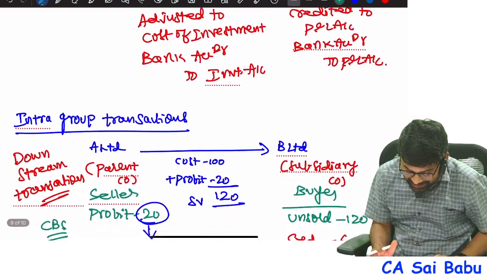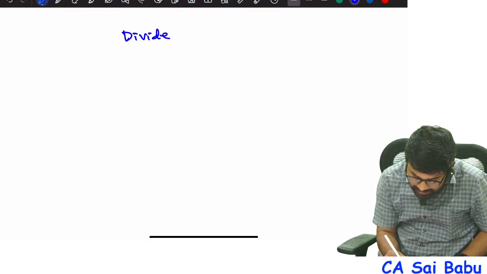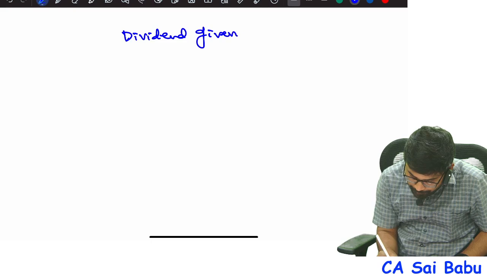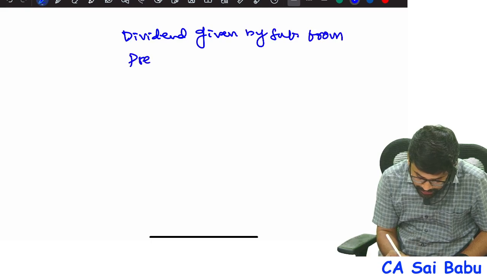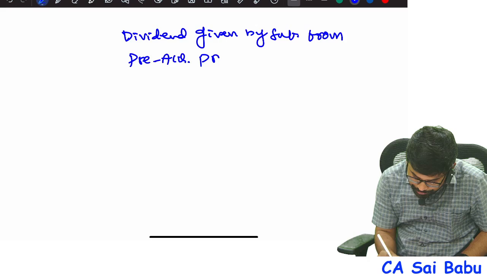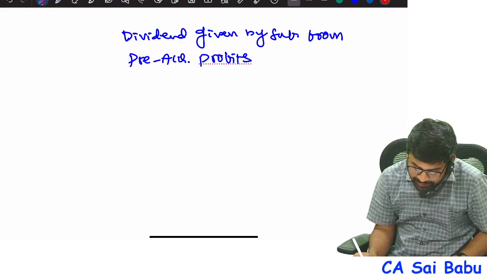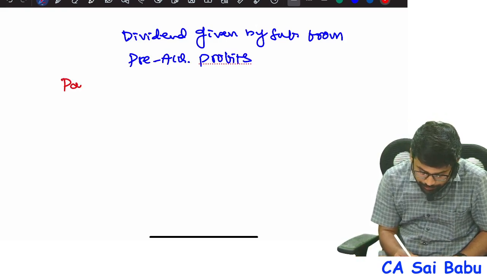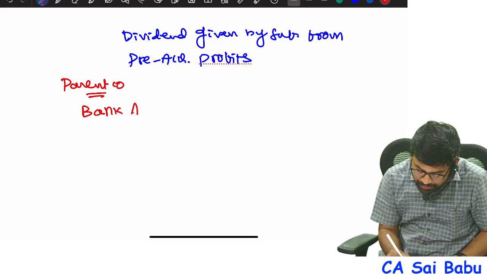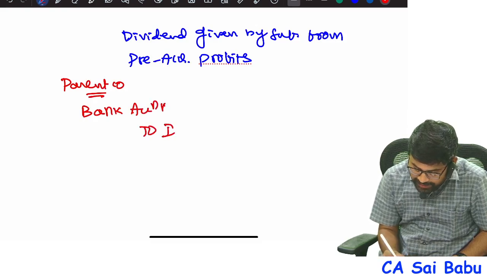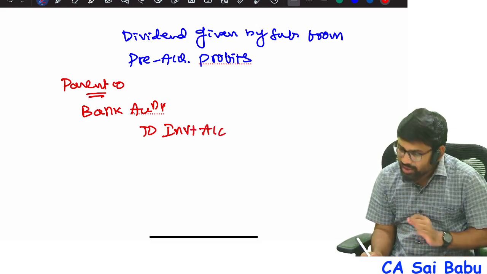So therefore, see here, interesting points. Dividend given by subsidiary from pre-acquisition profits. If dividend is given by subsidiary company from pre-acquisition profit, parent company, what they need to do? Bank account debit, to investment account they will credit, right? Correct? This dividend they need to adjust to the cost of investment. This is what we learned, correct?